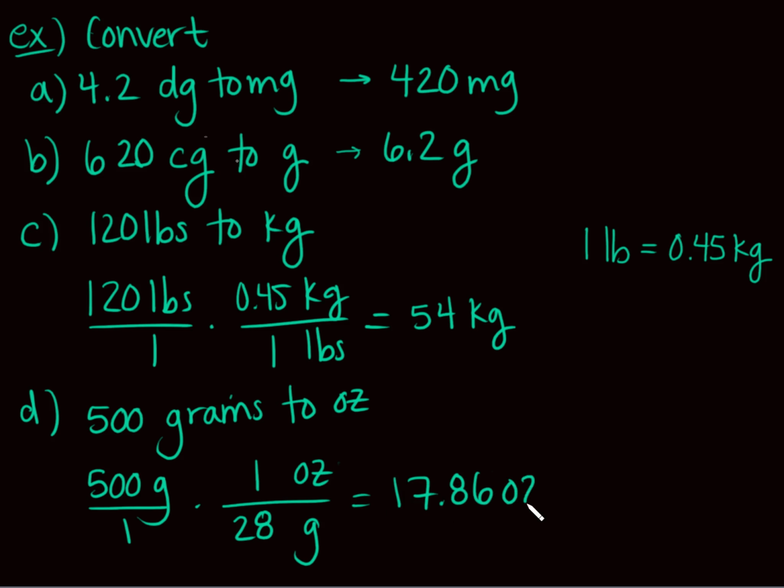17.86 ounces. Okay, so I hope this kind of makes sense. It should be pretty straightforward. Sometimes you might have to do a couple of steps, but I trust you can do that. Like if I was to go from grams to pounds, I would have to first go from grams to kilograms or grams to ounces and then ounces to pounds. But look on the fun sheet, I've done a couple like that.